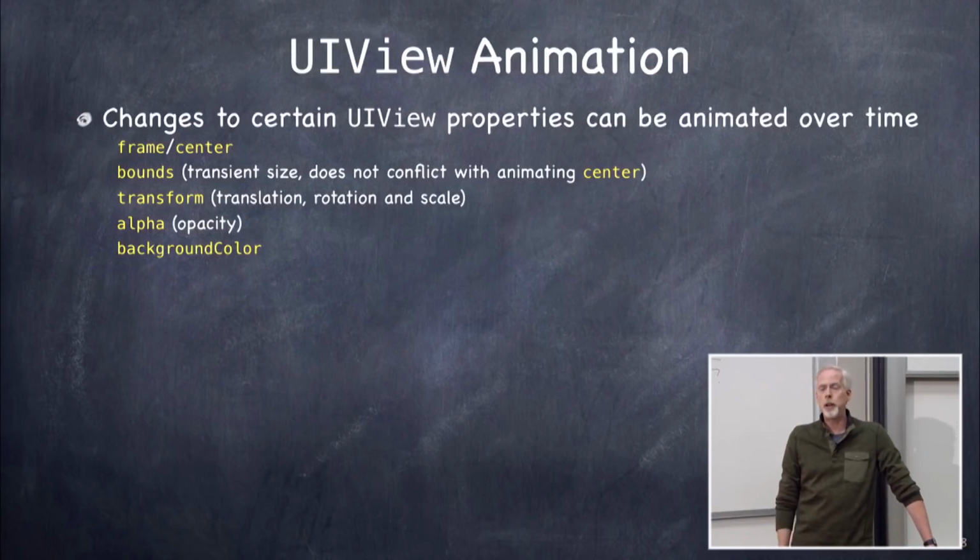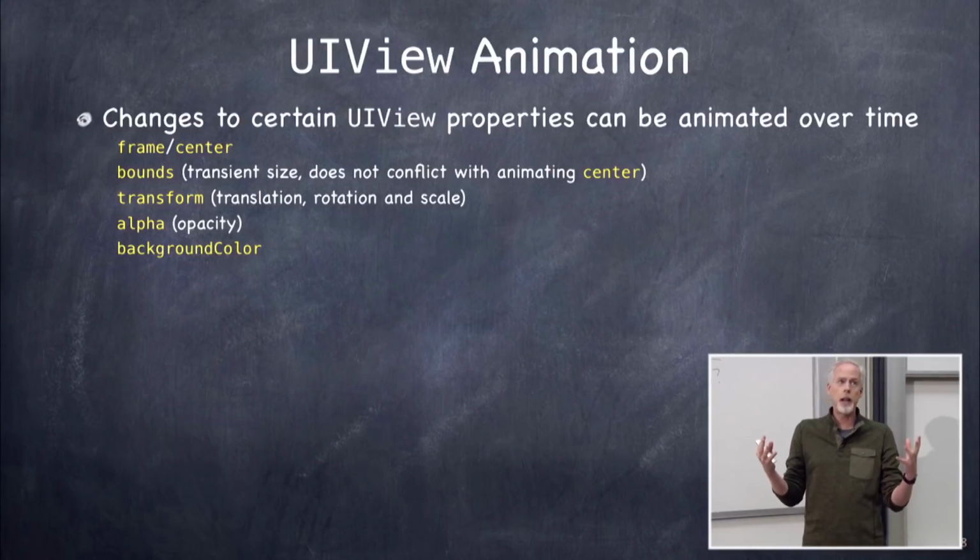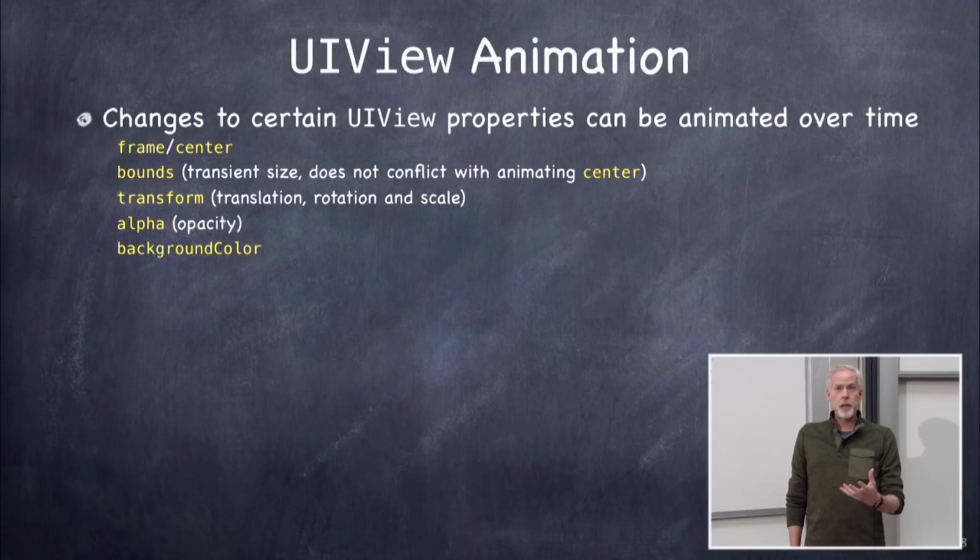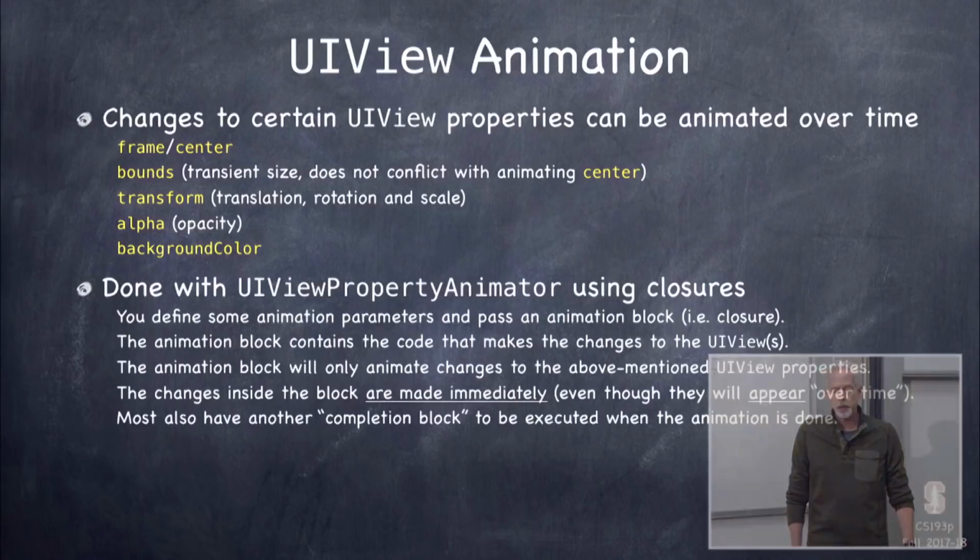upside down, so you can do rotation. You could also do scaling with that. In fact, that's probably a better way to do scaling than trying to muck with your bounds. And then opacity, another good one, fading views in and out, appearing, disappearing. And background color, we almost never do that, but you could do that.